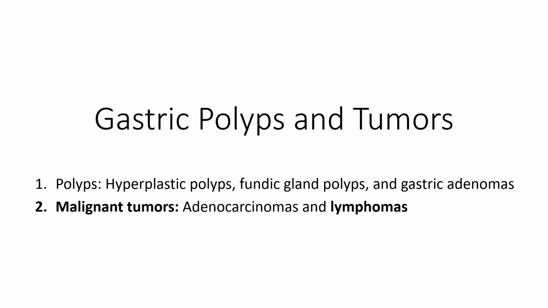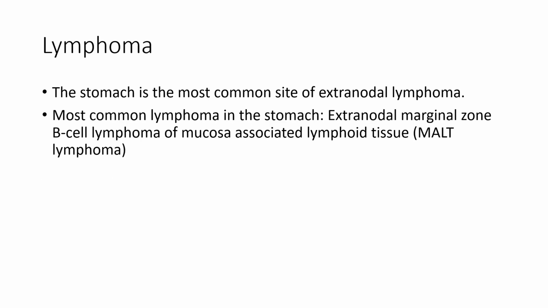So after discussing gastric adenocarcinomas, we now proceed to the second most common type of malignant tumors in the stomach, and this is lymphoma. Extranodal lymphoma refers to a lymphoma occurring outside the lymph nodes. The stomach is the most common site of extranodal lymphoma. Nearly 5% of all gastric malignancies are primary lymphomas of the stomach.